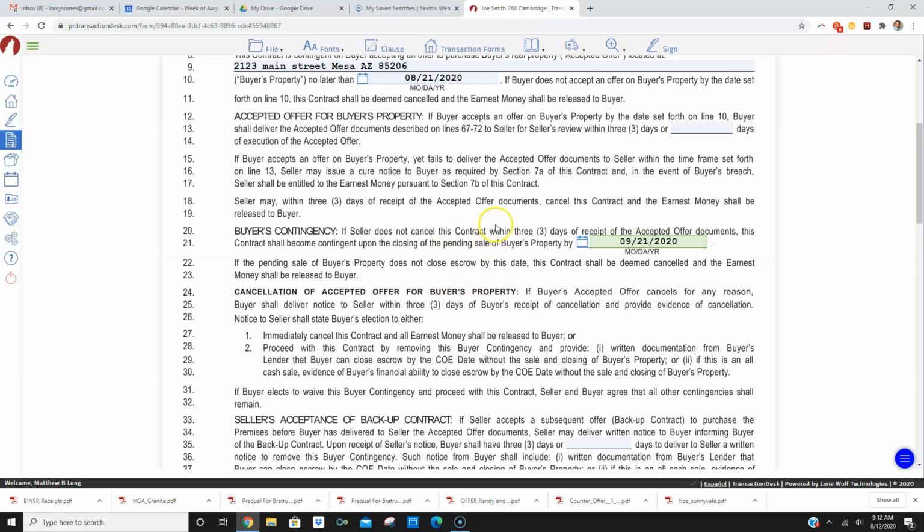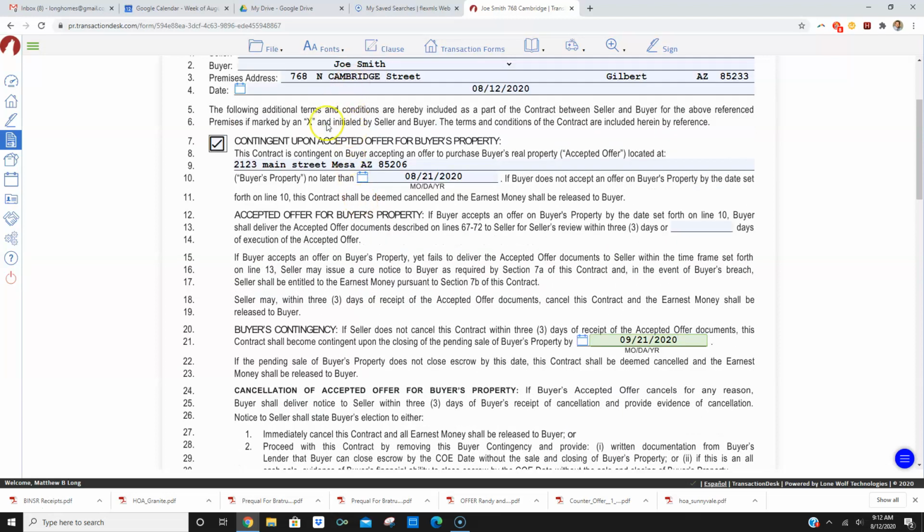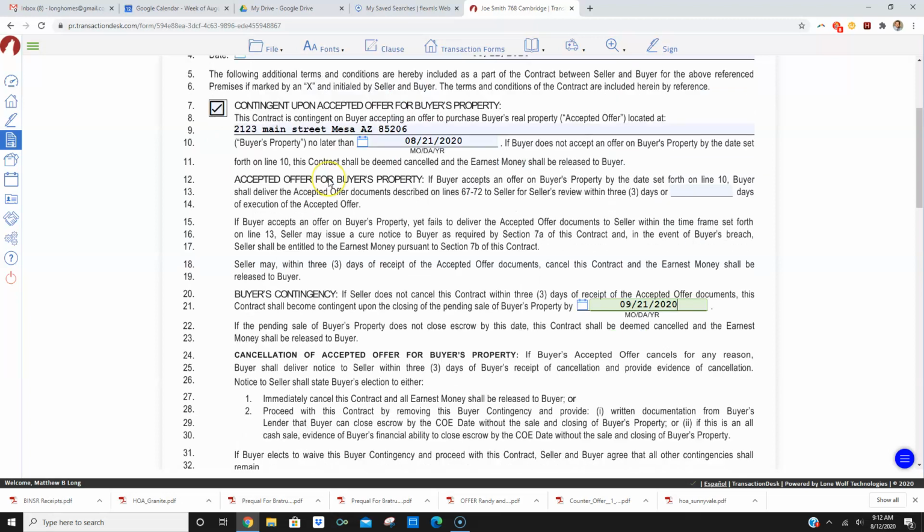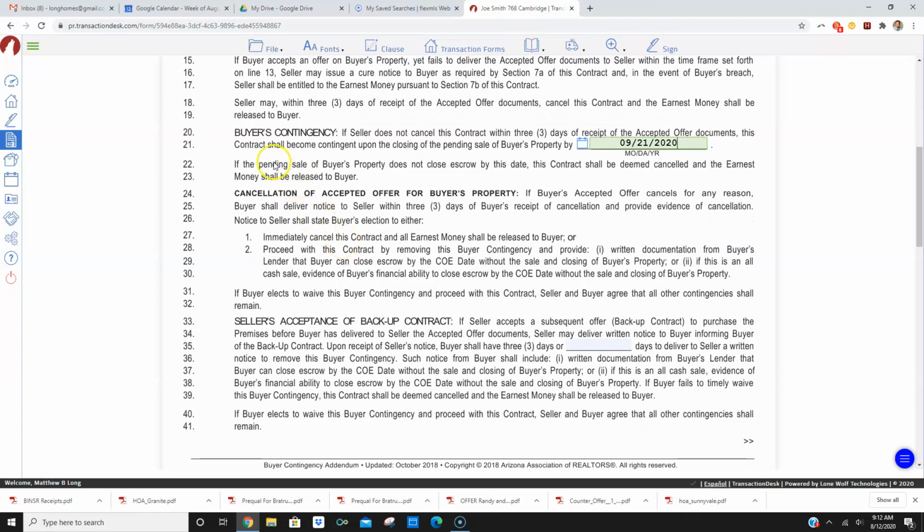But that's what you're going to put in here. And then if need be, and you can get it agreed to, this can be changed via an addendum. If the pending sale of buyer's property does not close escrow by this date, the contract shall be deemed canceled and the earnest money shall be released to buyer. So if your buyer of Cambridge doesn't close on Main Street by the 21st, the seller of Cambridge can cancel your buyer of Main Street and give them their earnest money back automatically. There's nothing going on, no cures, no anything. It just can happen.